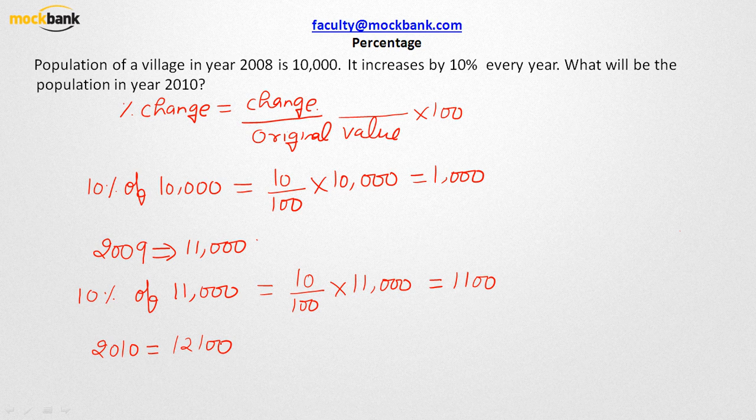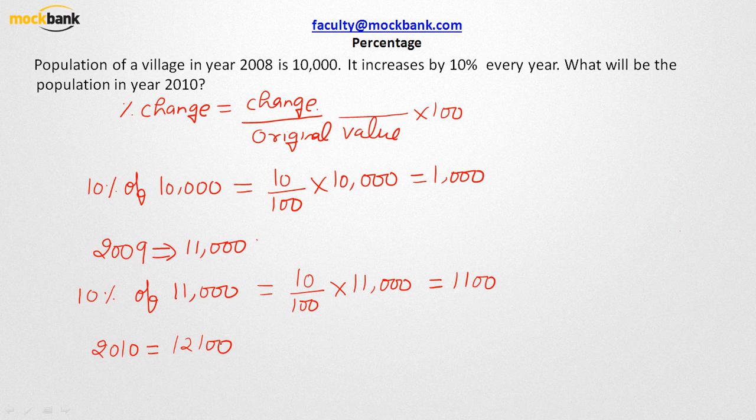Where has this 100 extra come from? This 100 extra is nothing but change over change. In the first year the population increased by 1,000. Now this 1,000 will also be giving you 10% increment, and 10% of 1,000 would be nothing but 100.